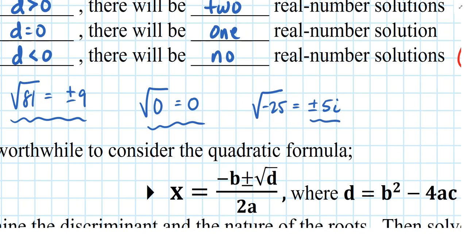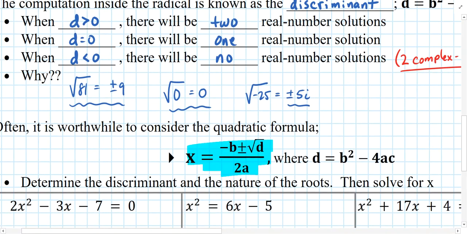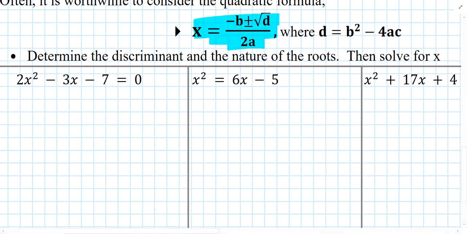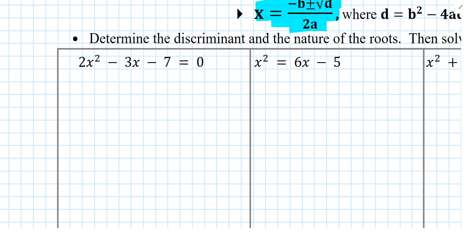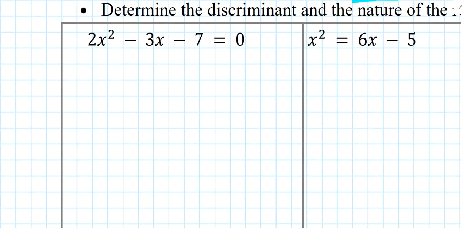We can consider the quadratic formula written this way when computing the discriminant first. In these examples, I would like to determine the discriminant and the nature of the roots first, then solve for x. I like to write down the values for a, b, and c, then compute d.